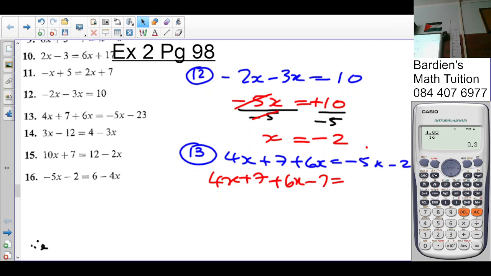This step is right. That one is right. You see here, what is negative 5x plus 4x? Or negative 5 plus 4? Now why do you have positive one here?